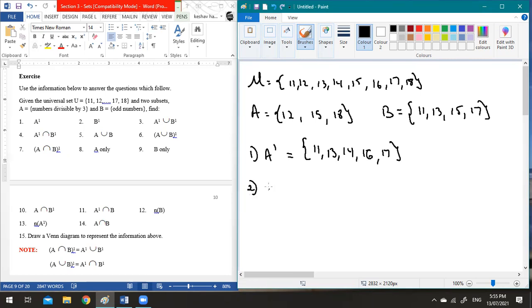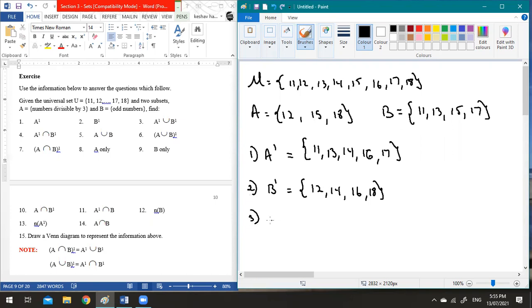Question 2, they want B prime. It's not supposed to have 2 dashes, it should be 1 dash. So B prime is all the elements that are not contained in B. And what are not contained in B? We have 12, 14, 16, and 18.